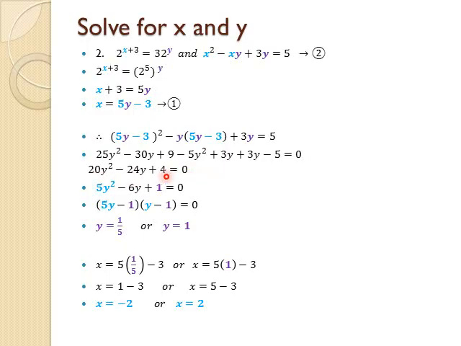Right? Generally there's a common factor, so I can divide by 4 in all of them. 20 divided by 4 would give me 5. Minus 24 divided by 4 would give me negative 6. 4 divided by 4 gives me 1. 5 is a prime number, so it can only be 5y times y. 1 can only be 1 times 1. But because the last term is positive and the middle term negative, the signs will always read negative, negative in the brackets. So they have minus 1y minus 5y, which then gives me negative 6y.